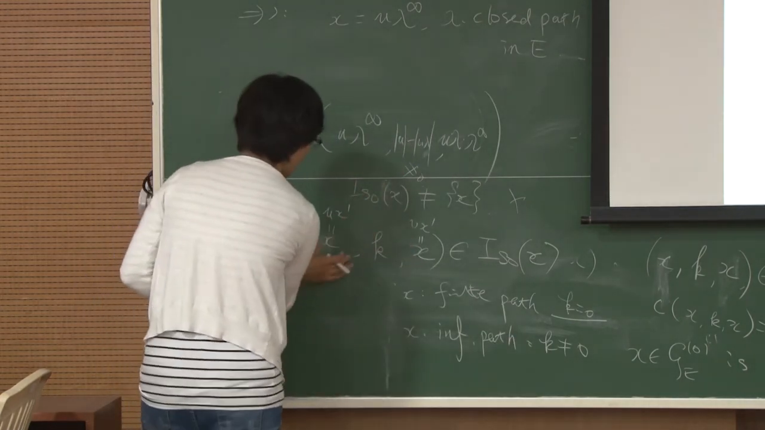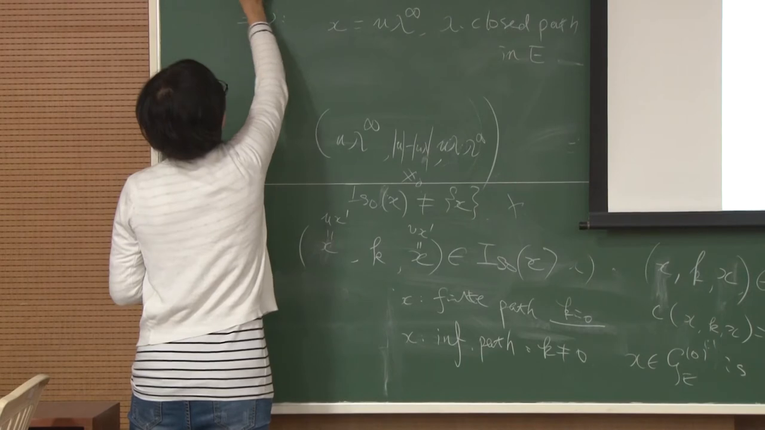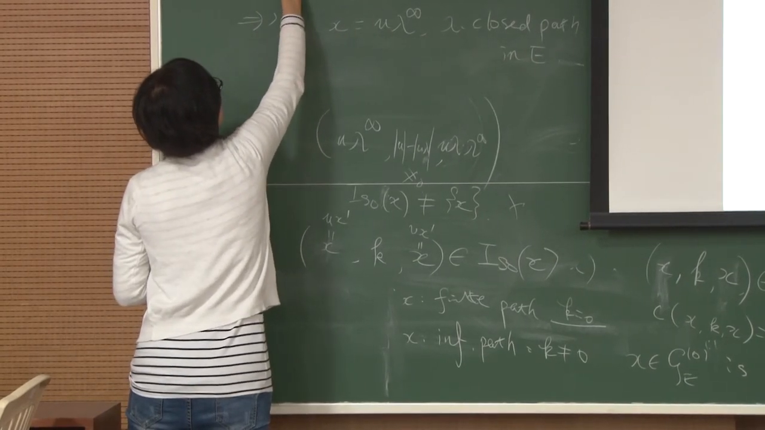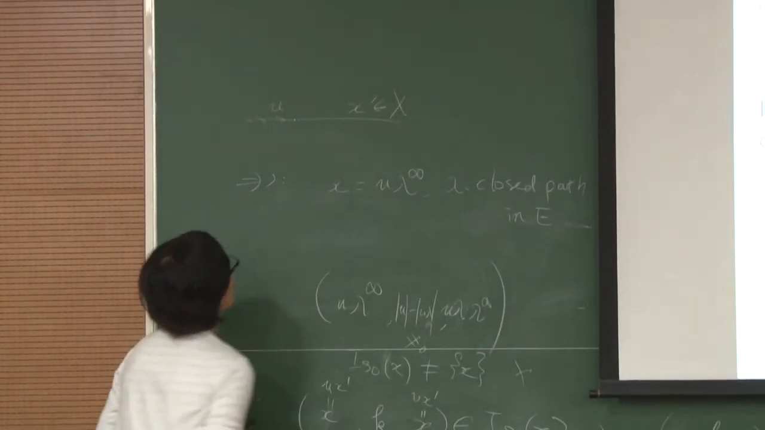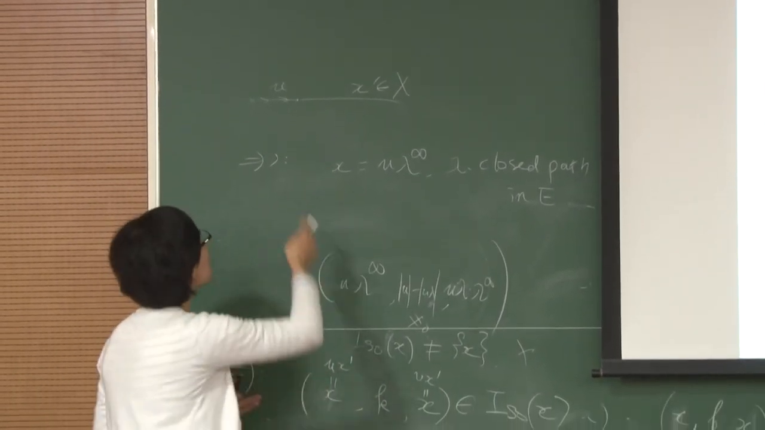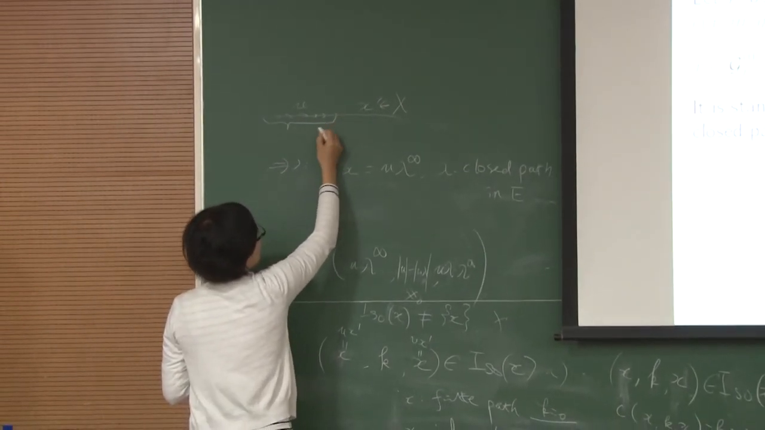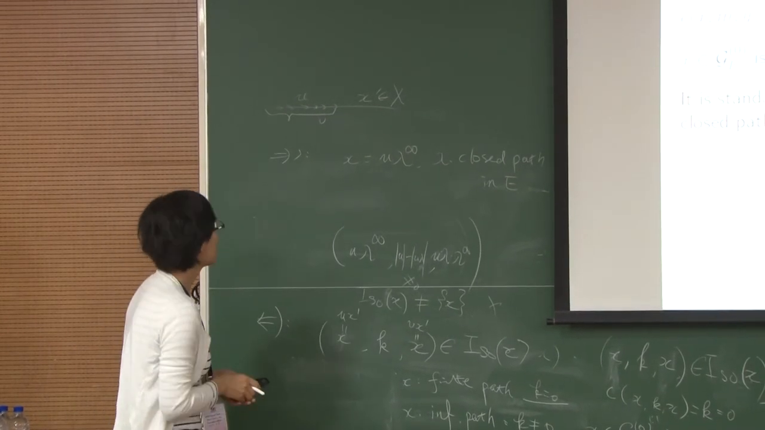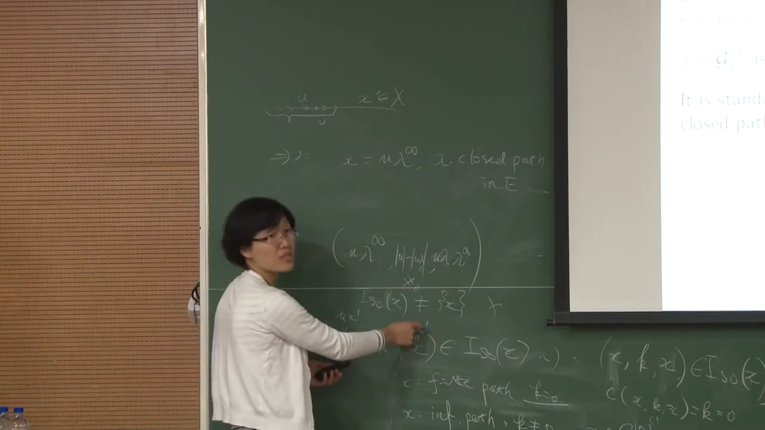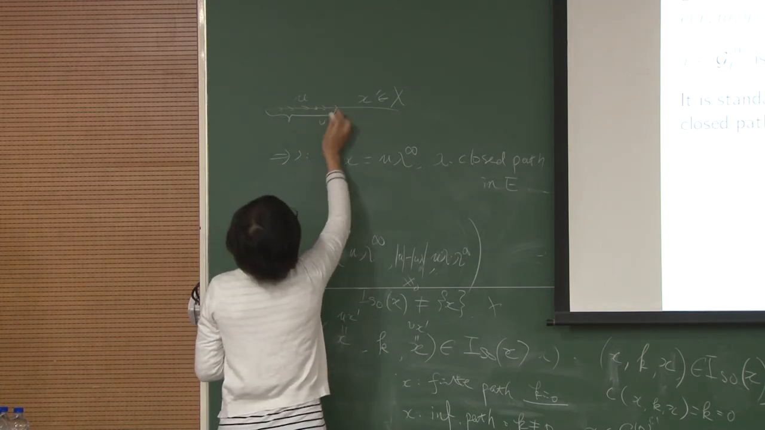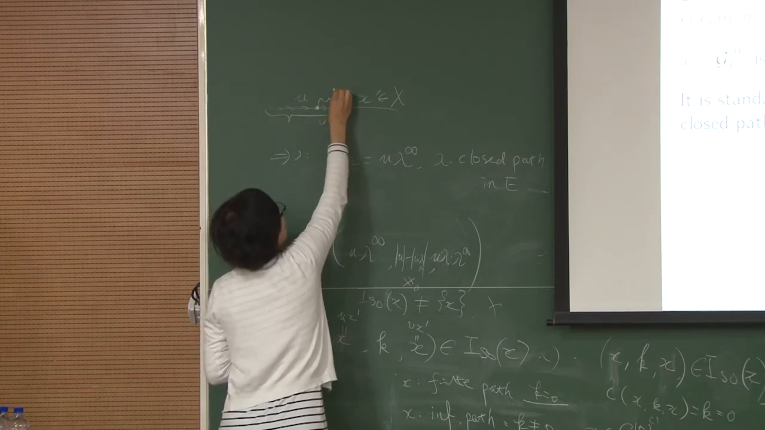So now let's see here. x is mu x prime, x is nu x prime. So we can have a picture here. This is mu, and we have x prime in x. And we also have nu. So nu is this part. Now, because the range of mu is the same as the range of nu, they are the same. So here we have a closed path lambda.